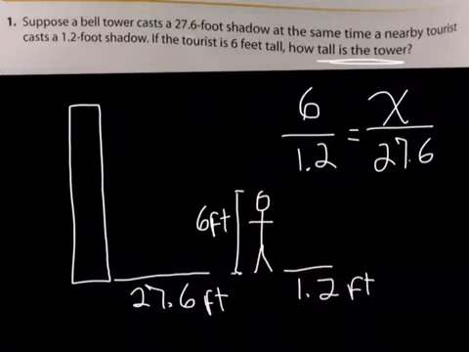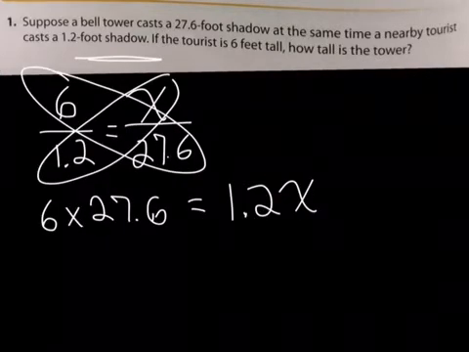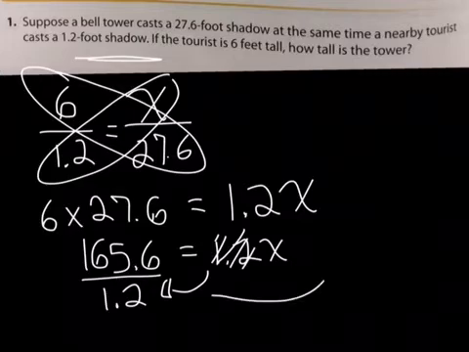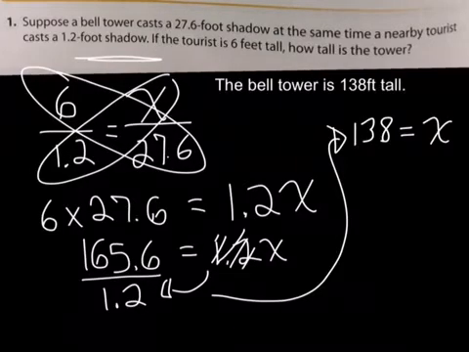Now we know the process. We can cross multiply, and then divide. So it looks something like this. 6 times 27.6 is equal to 1.2 times x. Now I want to isolate my variable, so I will bring this 1.2 over to this side and divide: 165.6 divided by 1.2. And that's going to equal 138, and that's what my x is. X equals 138. Therefore, the bell tower is 138 feet tall. Forgot my therefore symbol.